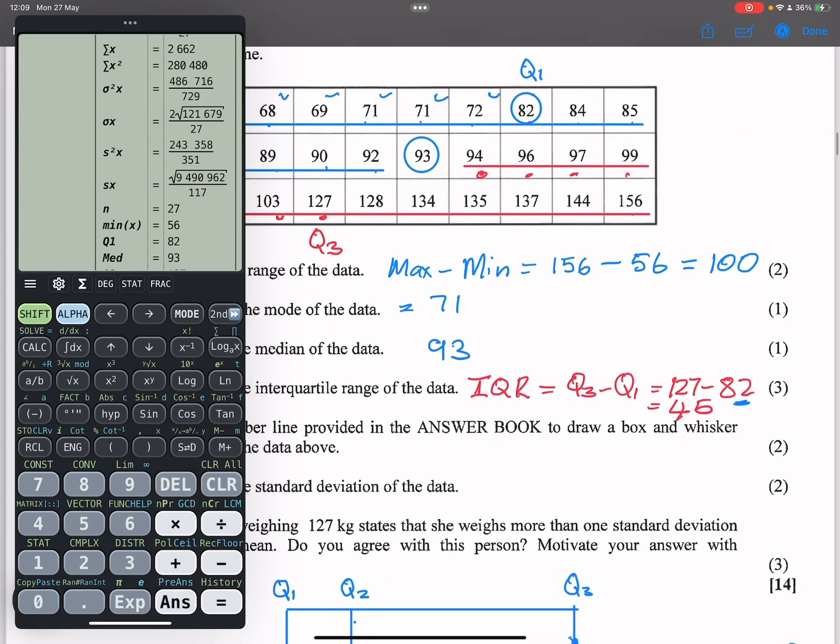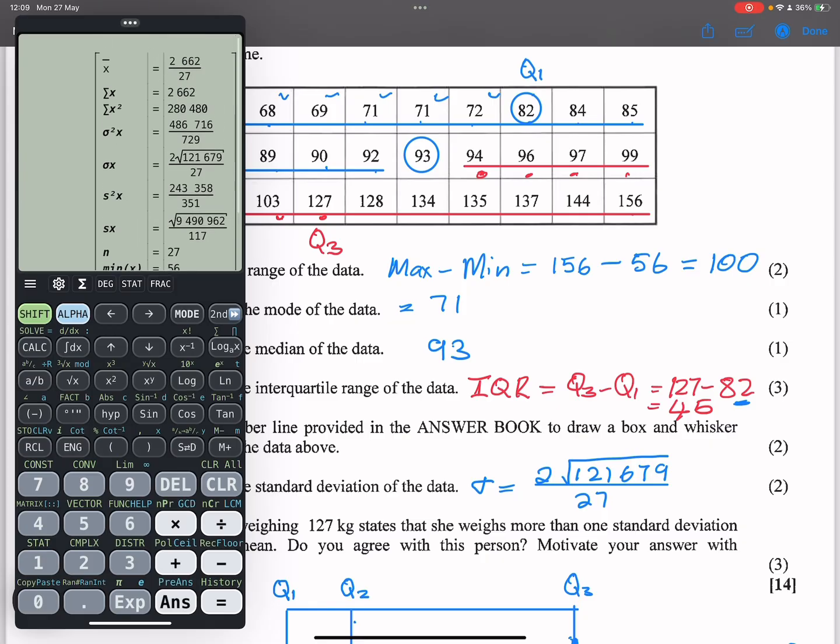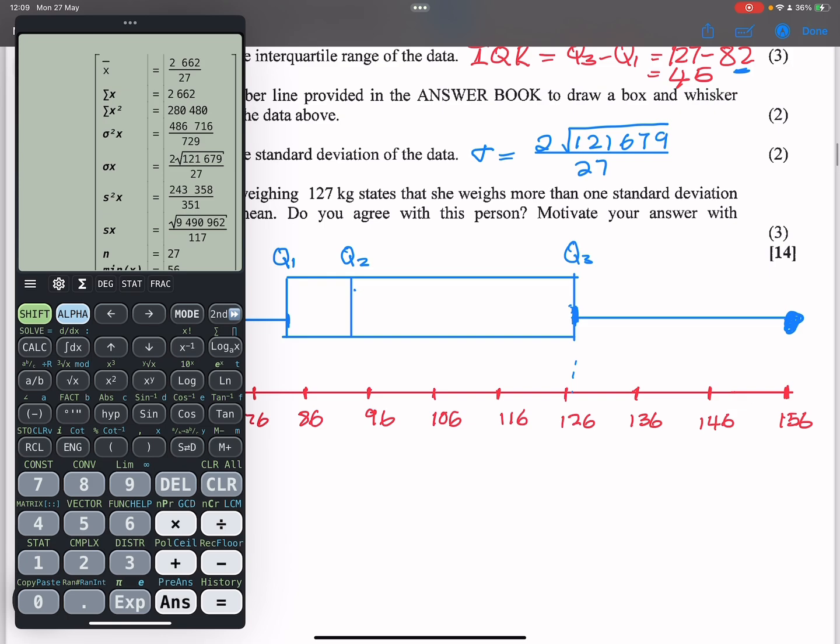So my standard deviation, we're going to actually calculate this. It is 2 multiplied by the square root of 121,679, all of that divided by 27. Let's find out what that gives us. Right, so we've got that as our standard deviation. Look at that, we've got our mean, which is 2,662 over 27, right? And there is our standard deviation.